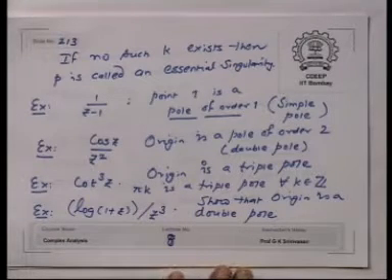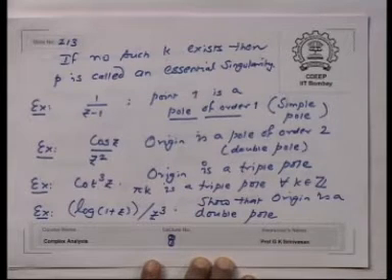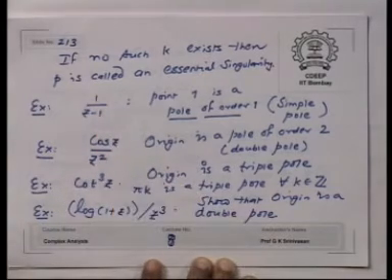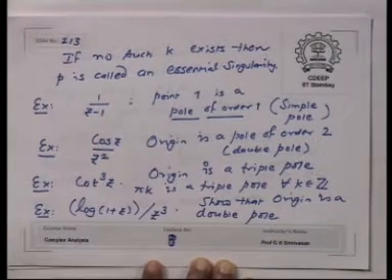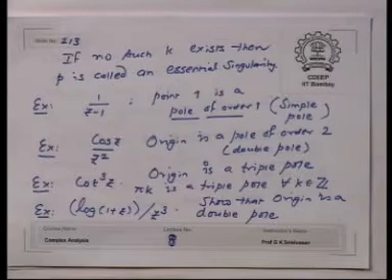Now, all this may sound very complicated, but if you look at a couple of examples, you will immediately see that it is pretty simple. Take 1 over z minus 1. So, f(z) is 1 over z minus 1. Does the limit of f(z) as z tends to 1 exist? No. So, 1 is not a removable singularity.